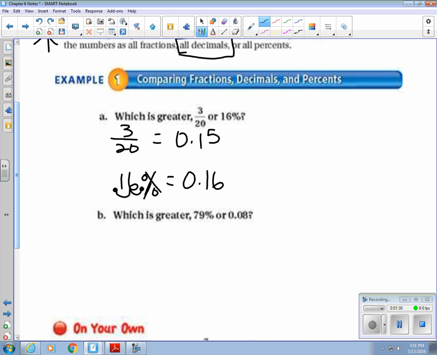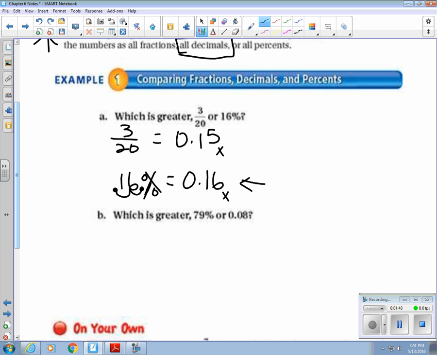So now that I'm looking at these decimals, since both of them end in the hundredths place value, it's easy to compare them. I have 15/100ths and I have 16/100ths. 16/100ths is bigger than 15/100ths, so this is the bigger number.